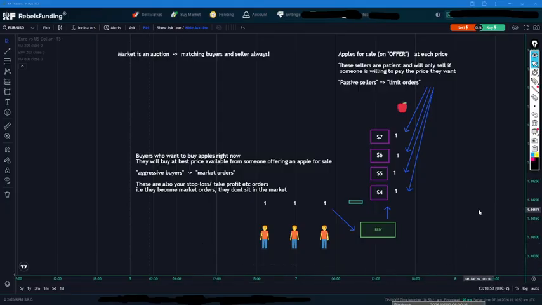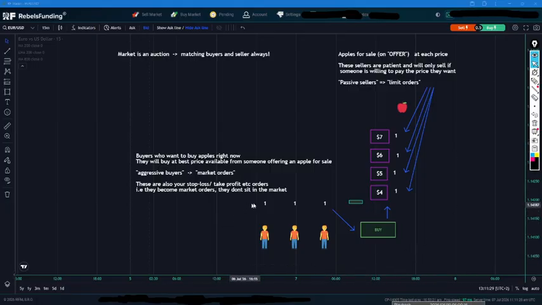Now, let's imagine we had a market selling apples. The first thing that's going to need to happen is people need to offer apples for sale at a specific price. So in this instance that I've drawn here, we have apples on offer for $4, $5, $6, and $7. There's one apple for $4, one apple for $5, one for $6, and one for $7. So in effect, a miniature price ladder. Now, these people offering apples will just wait until someone wants to buy the apple from them at that price.